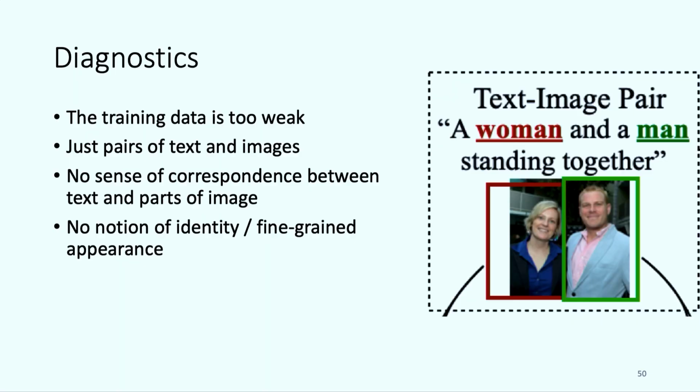If you have this picture of a woman and a man standing together, and forget about my red and green stuff, it has no idea. The training data doesn't say where the man is and where the woman is. And that's part of the power of these things, that they still manage to do pretty well despite the weak data, but at some point you get into real limitations. And in general, there's no notion of identity, because you're not going to describe by text finely enough how a person's face looks in order to really replicate the identity of that person in a new image.